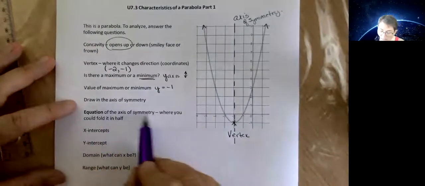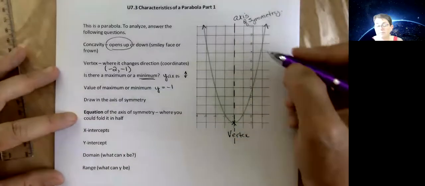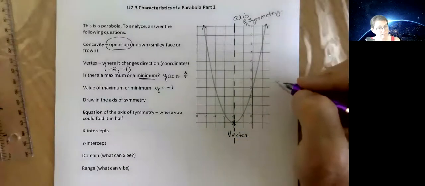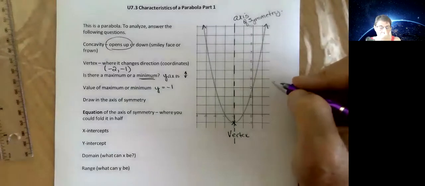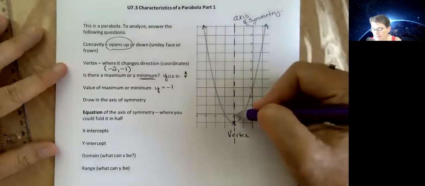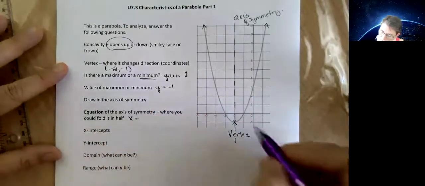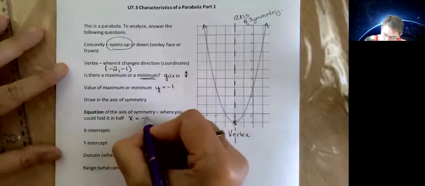Okay, the equation of that. So where you could fold in half again. Remember from chapter 6, on linear inequalities, a line like that crosses the x-axis, and it crosses at -2.